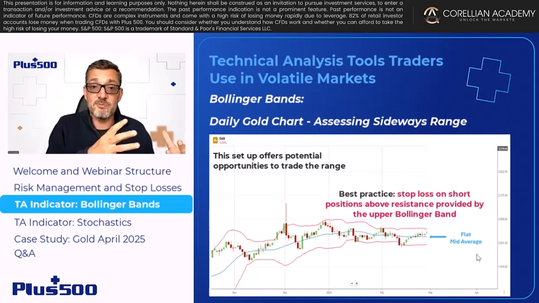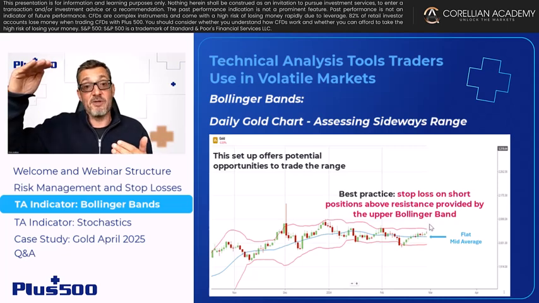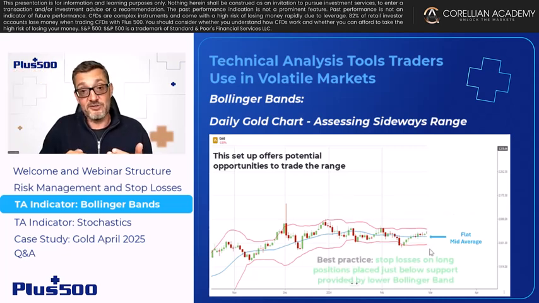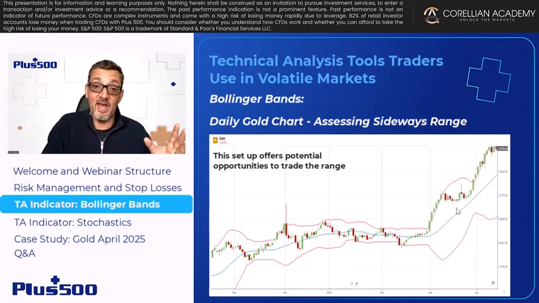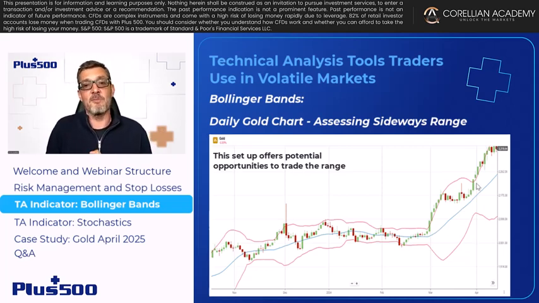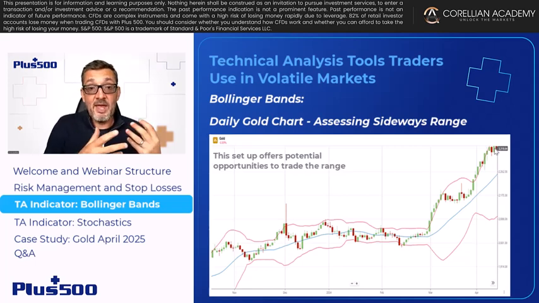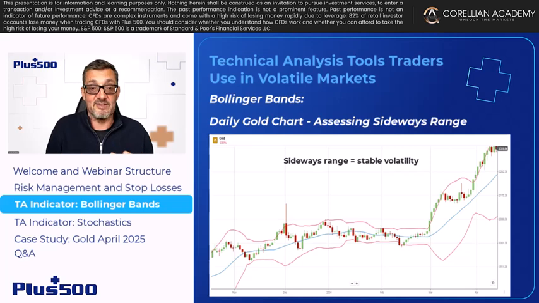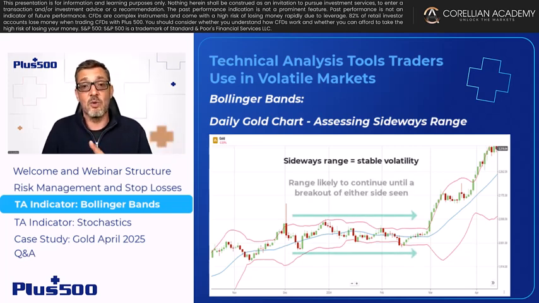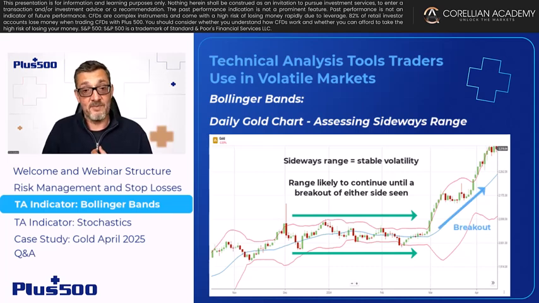In this situation, best practice is to place a stop loss on short positions just above the upper band resistance and stop losses on long positions just below the lower band support, as moves through these levels may suggest a price breakout and the start of a more sustained period of price action in the direction of the break. Now, in the situation where a sideways range is forming, volatility is stable, and the sideways range will likely extend further until a closing price breakout is seen.